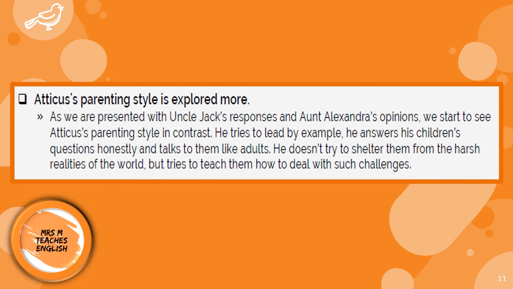In this chapter, we have a better idea of Atticus's parenting style. He leads by example. He is honest with his children and he talks to them as adults. He doesn't try to shelter them from the harsh realities of the world, and he tries to teach them how to deal with such challenges.